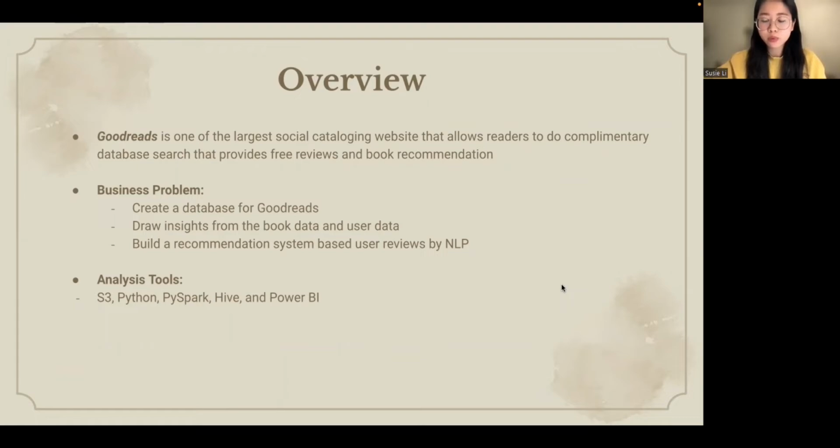The business problems we are trying to solve in this project are three. The first is to create a database for Goodreads. The second is to draw insights from the book data and user rating data. And the third is to build a recommendation system based on the user reviews using natural language processing. The analysis tools we are using are S3, Python, PySpark, Hive, and Power BI, and every one of them is connected to each other, including Power BI.